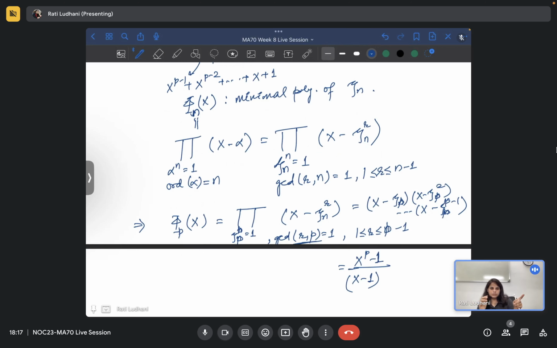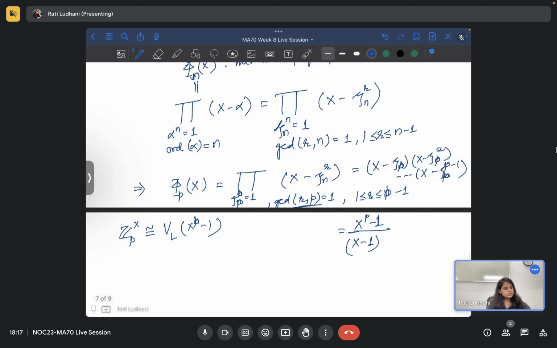Now 1 is also there, but other roots are the generators, because we have everything like Zp star, this is isomorphic to the zeros of x raised to power p minus 1. So we have everything for this. So this is exactly equal to, as Anjani said, x raised to power p minus 1 plus up to and so on. This is 1.